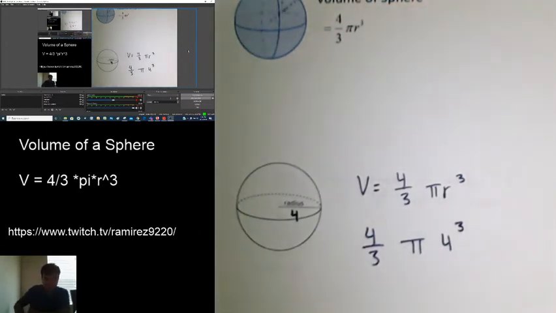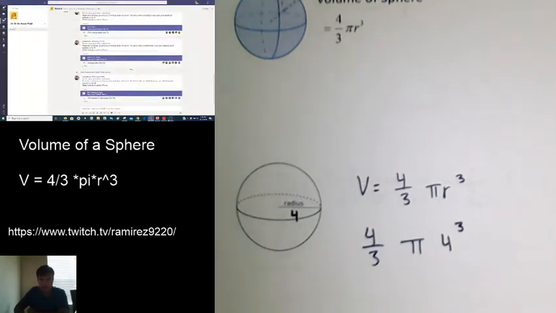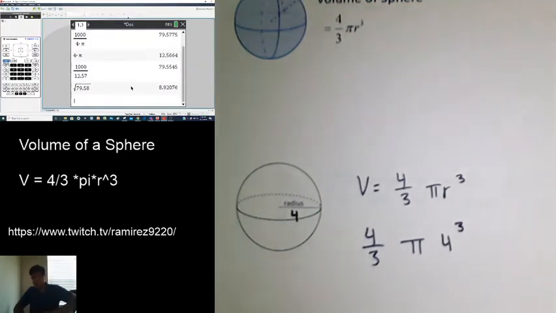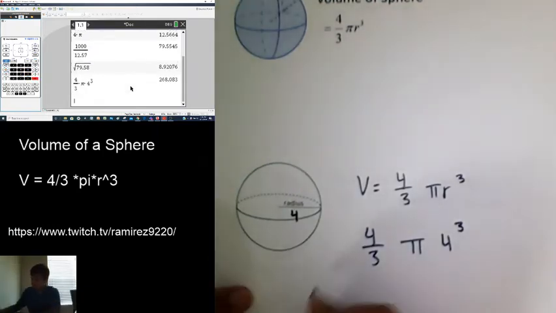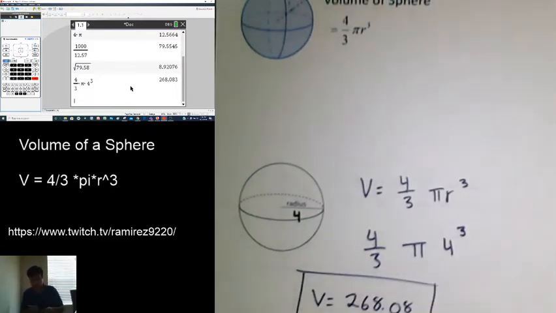All I have to do is come to my calculator and type that out. So 4 over 3 times pi times 4 raised to the third power. My volume is simply 268.083, and again, units cubed. It's that easy guys, it's that easy.